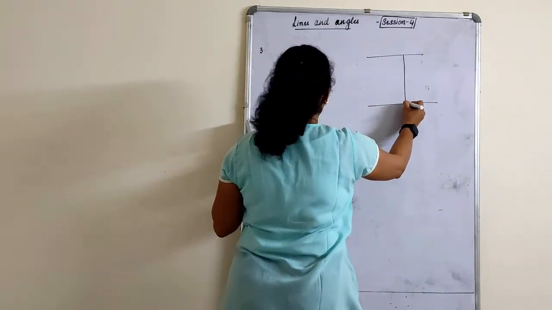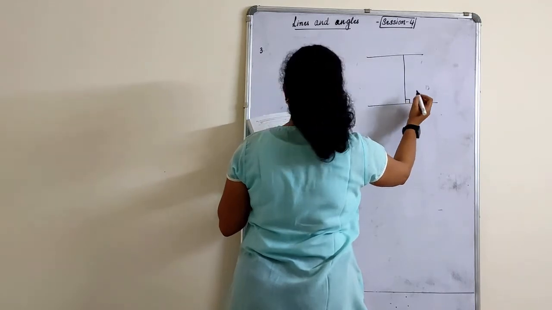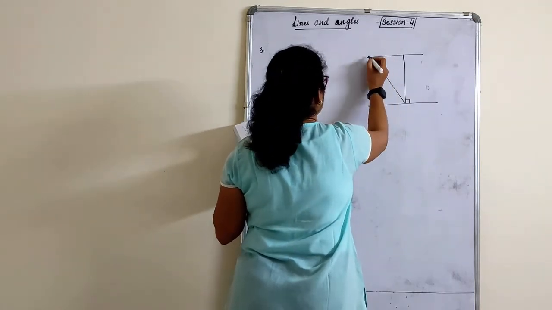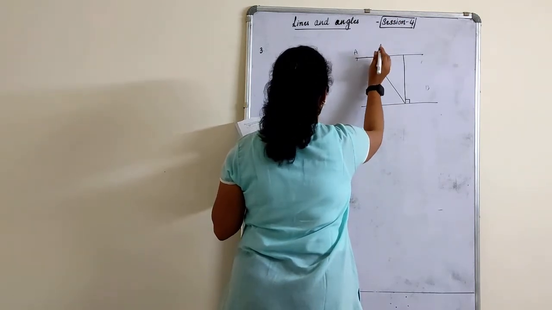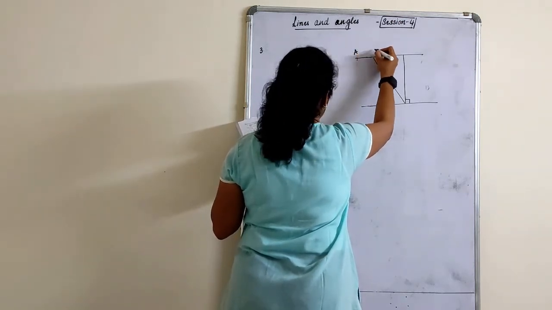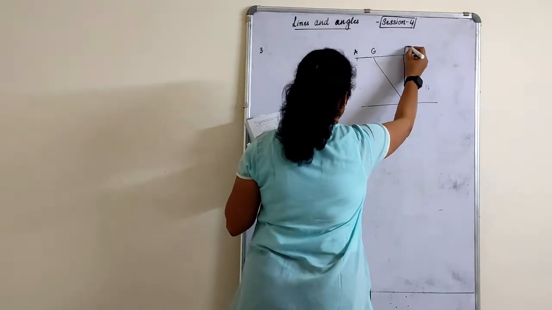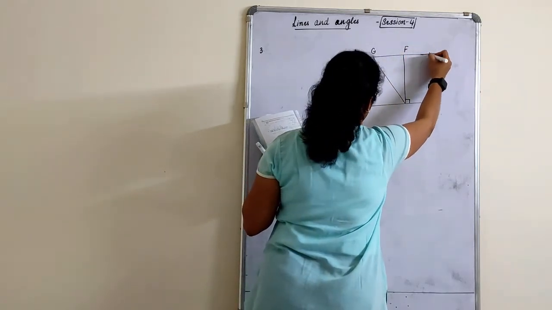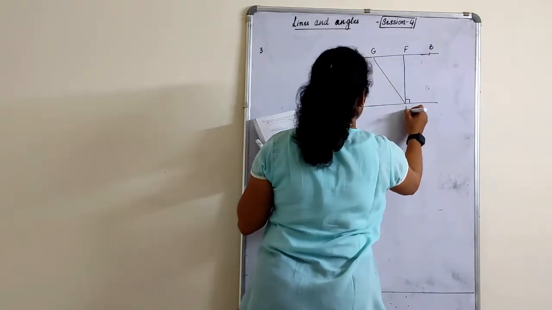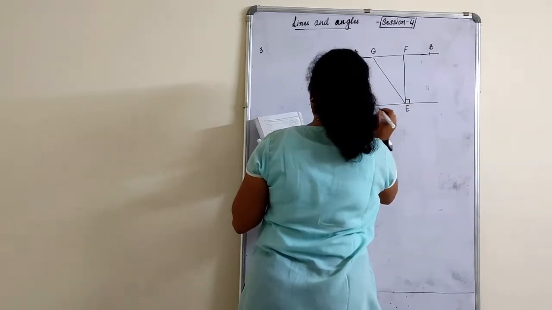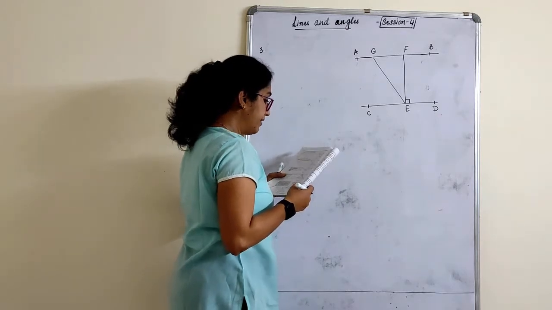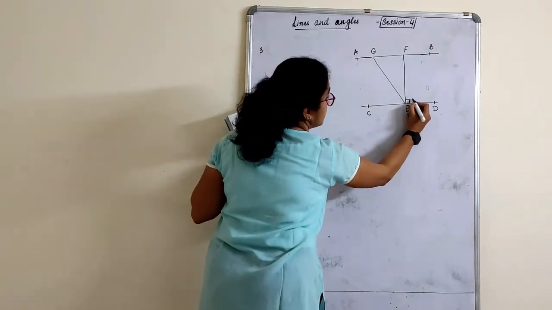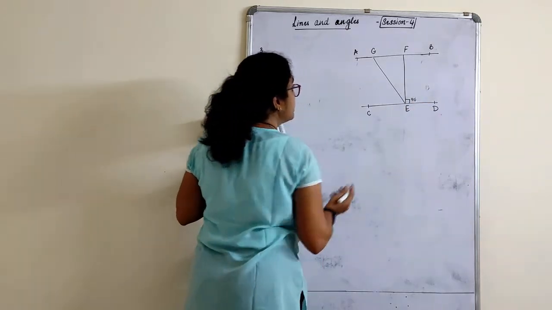The straight line indicates that it is perpendicular. There is one angle which is going. Okay, so this is A, this is G, F, B, E, C and D. Let's mark what they have given. If this marking is understood, this is 90 degrees.